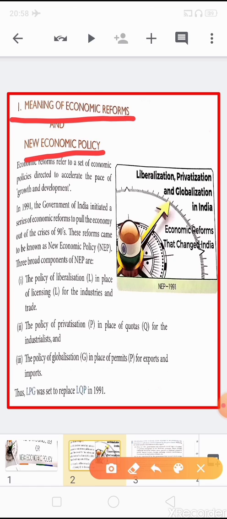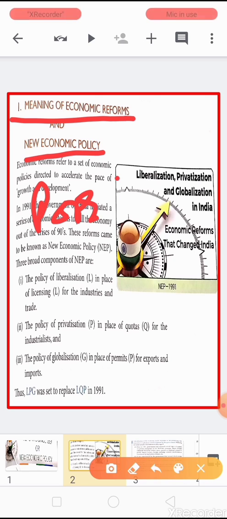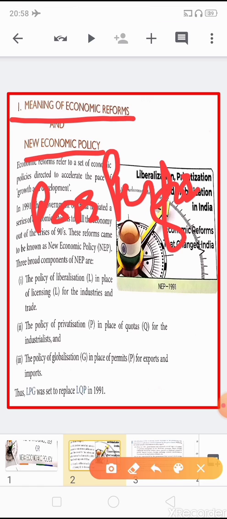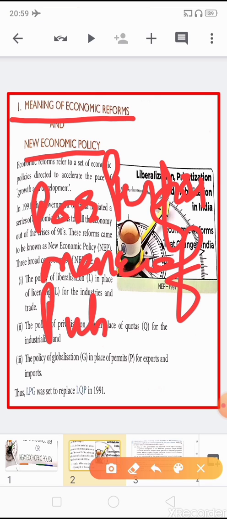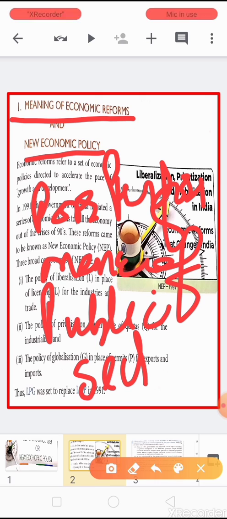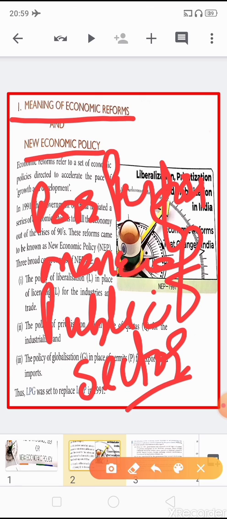So children, there are certain reasons behind these economic reforms. As we all know, the economic condition of India in the year 1991 was very miserable. It was due to the cumulative effect of a number of reasons, and I'm going to point out some of them, which will make you understand why there was a need for the new economic policies in the country. Children, the first one is the poor performance of the public sector. This is the first reason behind starting the new economic policies.